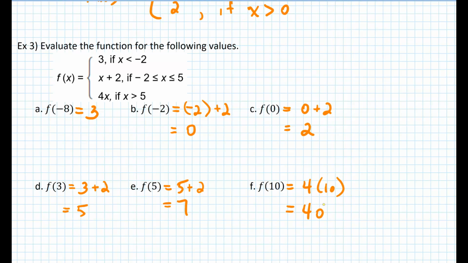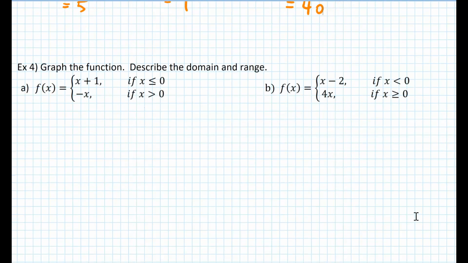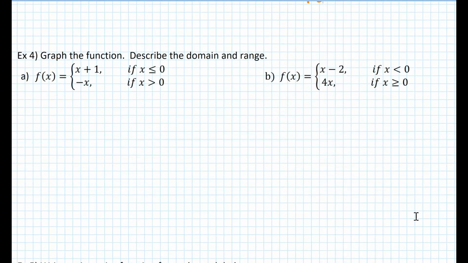Okay, so how do we feel about evaluating piecewise? Okay, yeah, these are not bad. Okay, so now we're going to actually graph a couple piecewise. Oh, fun. Okay, so our first one, x plus 1 for x less than or equal to 0, and negative x for x greater than 0.